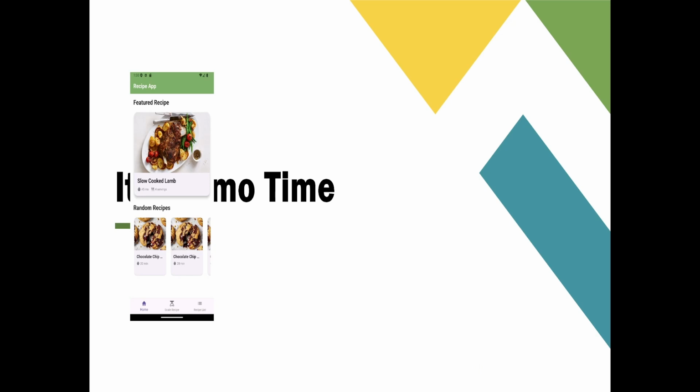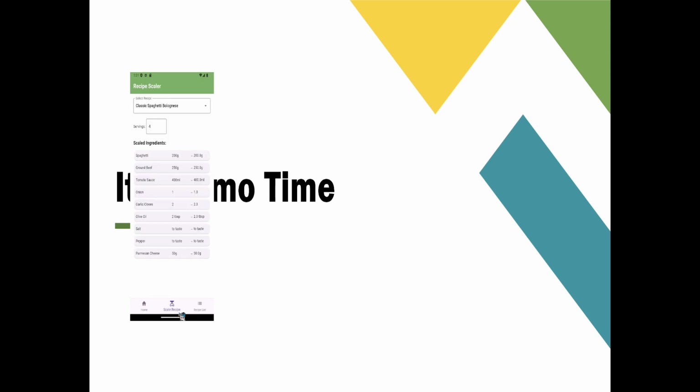So in here we have our main home screen, where we can scroll through the recipes, and this is the featured recipe. Next we have the recipe scaler. We can select our scale, and then we can set it up to like 6, and then it will calculate upon it.